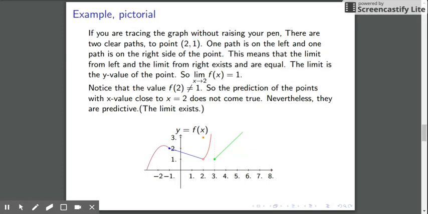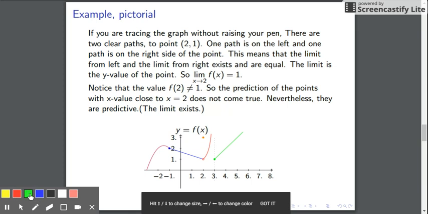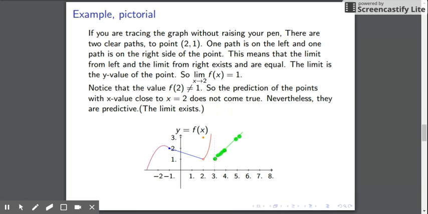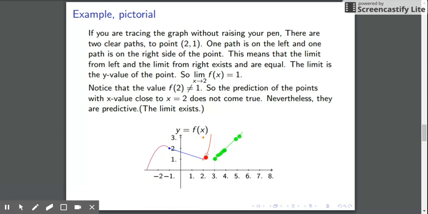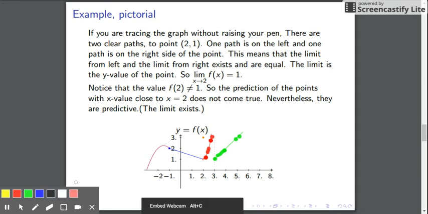Another way of doing this is if I'm tracing on the graph from one side and I'm approaching here, and so the limit from the right exists, but if I'm tracing the graph from the left and I'm not arriving at anything, the limit from the left doesn't exist.